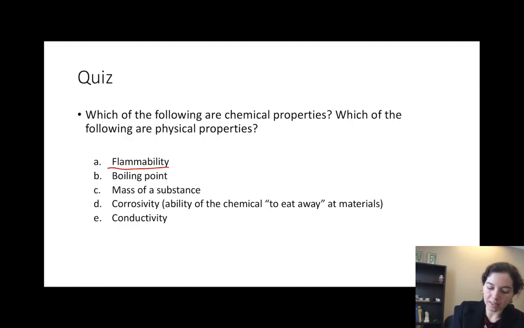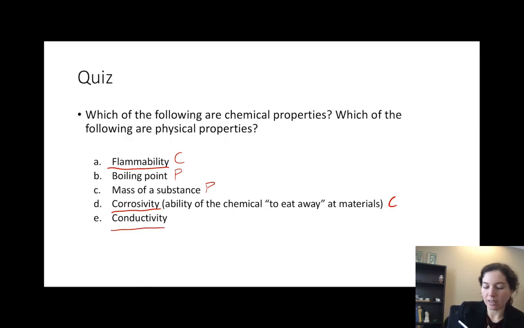So flammability is a chemical property. Boiling point, think about water. If you boil water, you aren't changing the substance. So this is a physical property. Mass of a substance, how heavy something is, that's also going to be a physical property because you aren't changing the identity of the substance when you measure this amount. Corrosivity, again, that ability of a chemical to eat away at certain things if left in contact with them for a while. That's going to be a chemical property. It's a chemical reaction happening there.